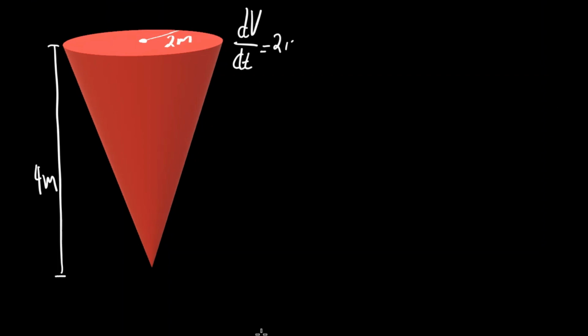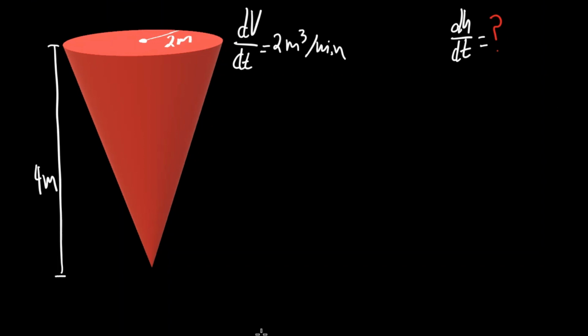We know this as 2 meters cubed per minute, right? And we're trying to find the height at which it's rising, so this is dh over dt. We're trying to find the rate at which it is rising, so we're trying to find an equation that relates both dv over dt and dh over dt.